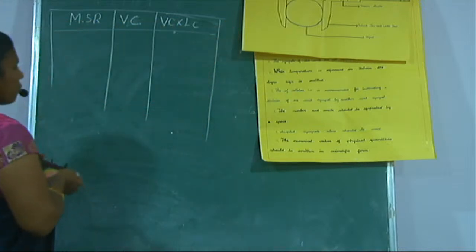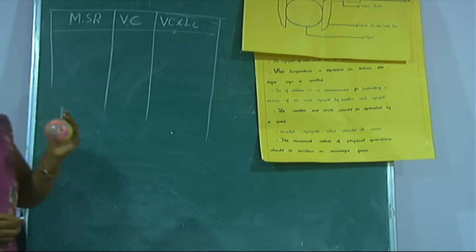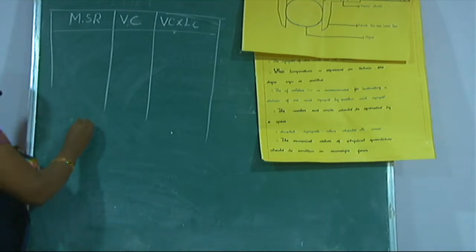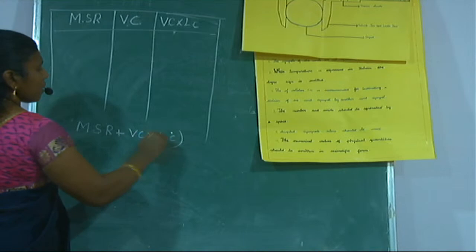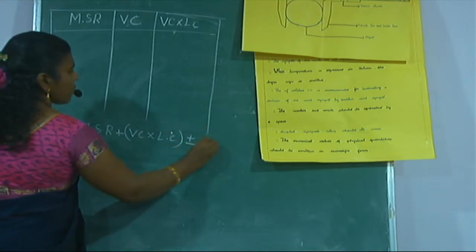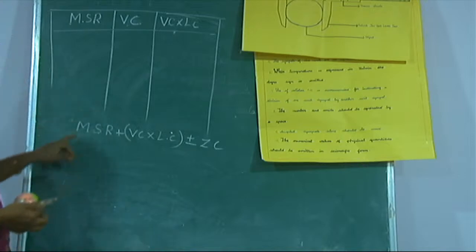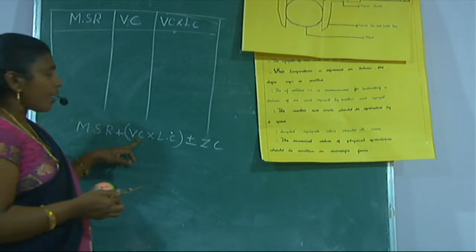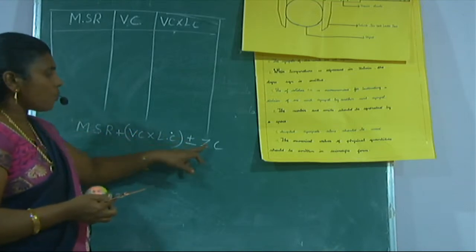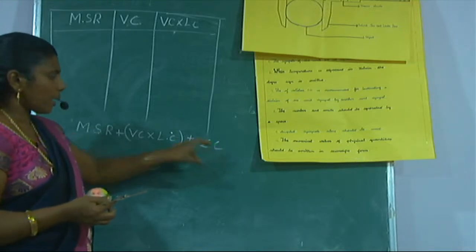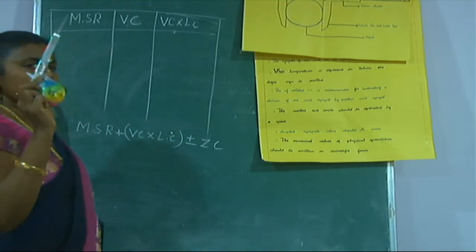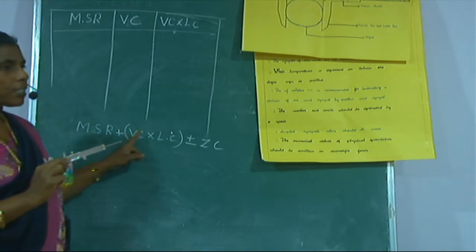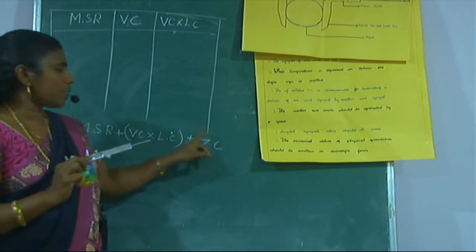Then next we have to write the formula. The formula to find the thickness of an object or diameter of an object is MSR plus VC into LC plus or minus VZC. VZC means zero correction. MSR means main scale reading, VC means vernier coincidence, LC means least count, VZC means zero correction, which is plus or minus. So the formula to find the thickness or diameter of an object is MSR plus VC into LC plus or minus VZC.